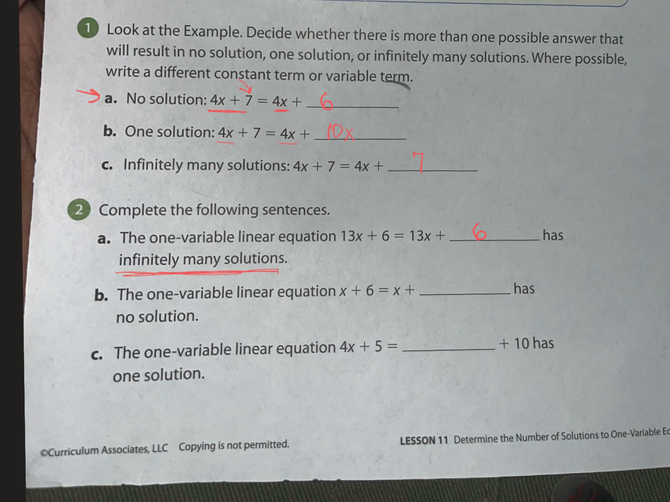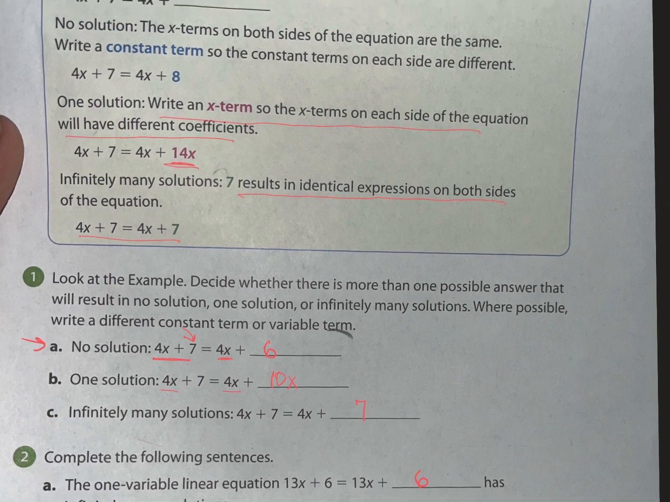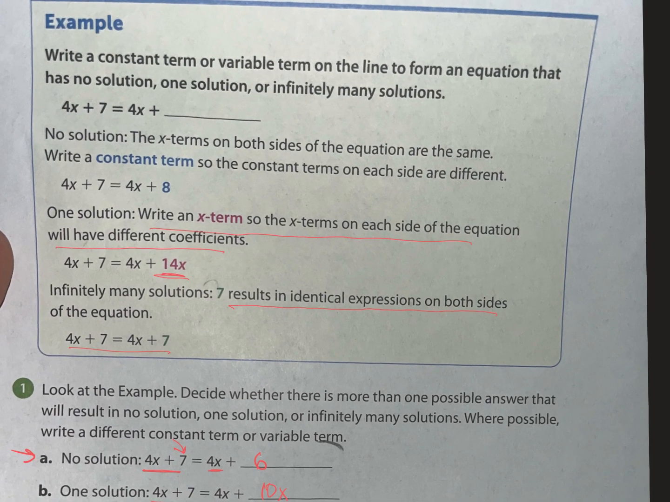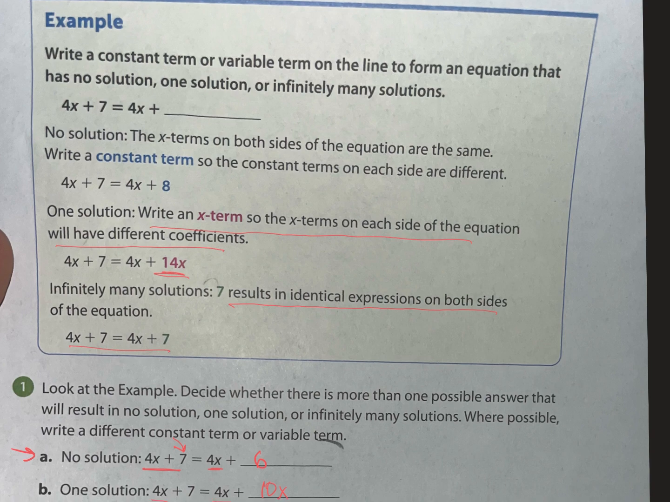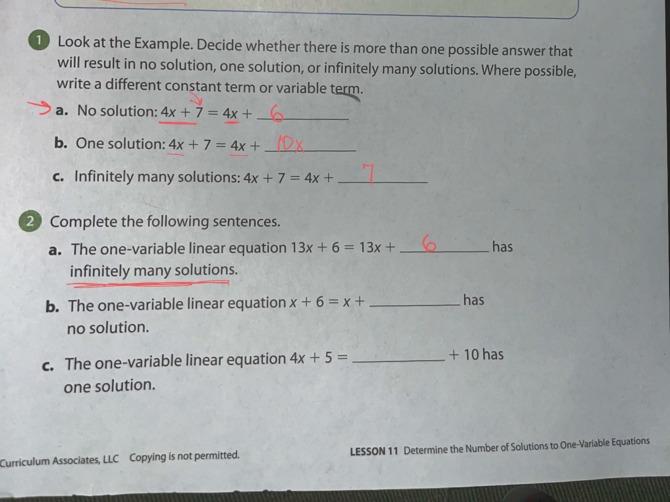With one variable solutions, this says the one variable solution equation, x plus 6 equals x plus something, has no solution. So up here, we said when it has no solution, the x terms are identical, but the constant terms are different. So we can go down here and pick any number. So x plus 6 equals x plus 7.